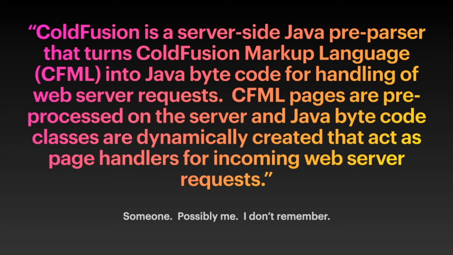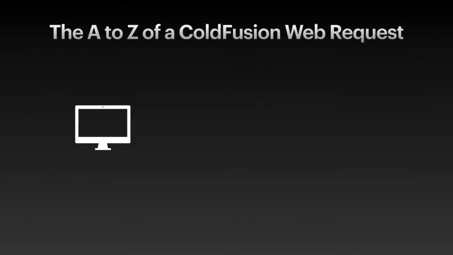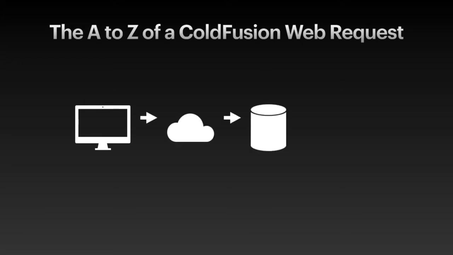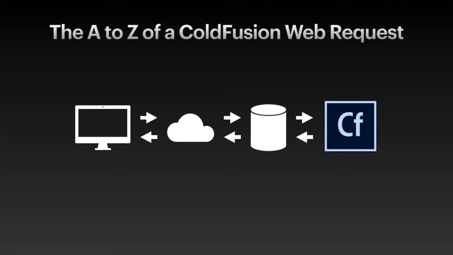I don't know. But what happens is this changes the A to Z of a web request. So now the A to Z of a ColdFusion web request is that your computer makes the request over the internet, it hits that web server then passes that off to ColdFusion, which does the pre-parsing, then returns the result to the web server, which returns it over the internet back to your computer.